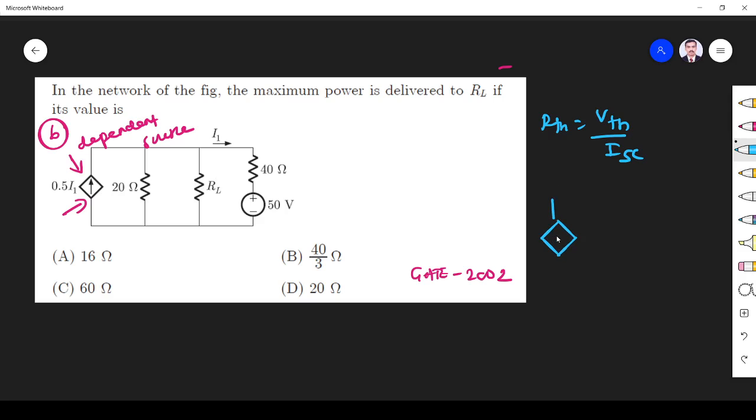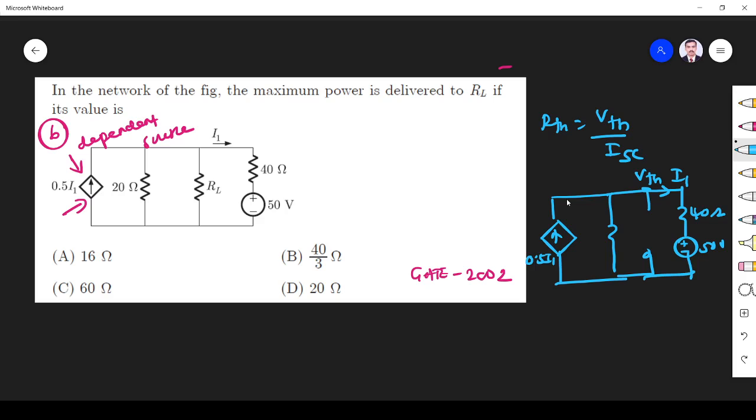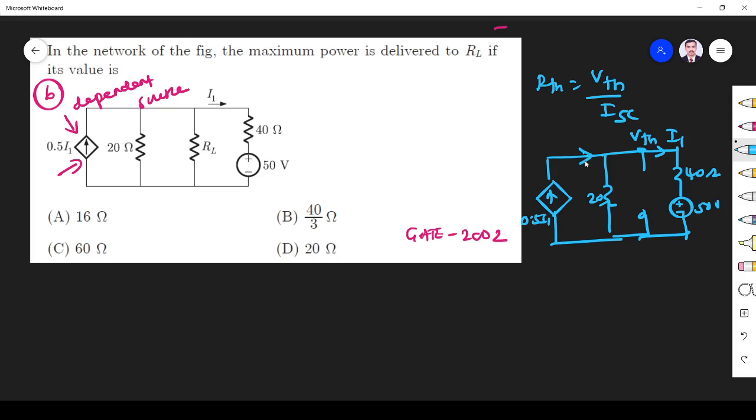Find 0.5 I1. This will be here only. We have to find V Thevenin, so this will be the V Thevenin node. This is 40 ohm, this is 50 volt source, and here the current flowing is I1. This is 20 ohm. From this you can see this current is coming here, right? Just apply KCL at the V Thevenin node.